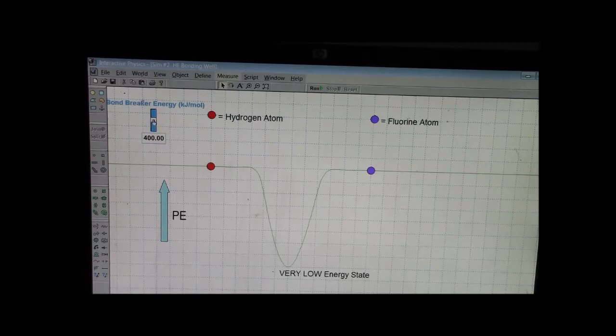Although this is a strong bond, if I crank the bond breaker energy up to 700 kilojoules per mole, it will separate.